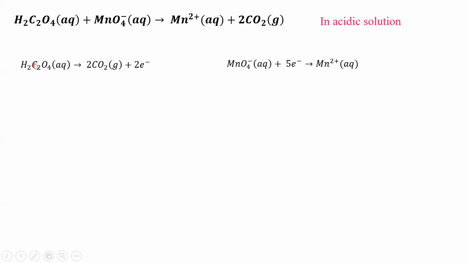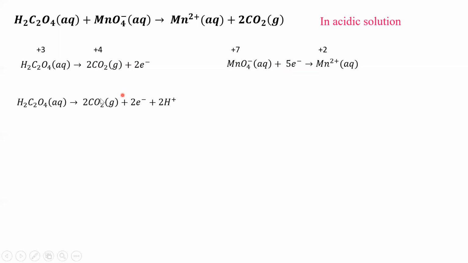The oxidation state on carbon here is a +3. The oxidation state on carbon here is a +4. So each carbon is losing 1 electron, and there are 2 carbons. So that's where this 2 is coming from. The manganese is going from a +7 here to a +2 here. So our reduction is gaining 5 electrons.